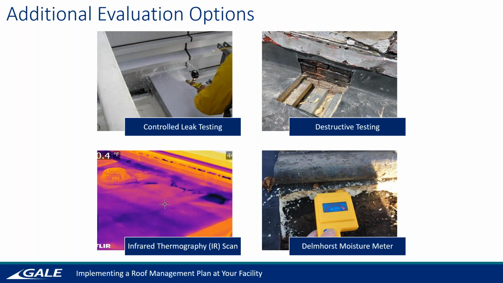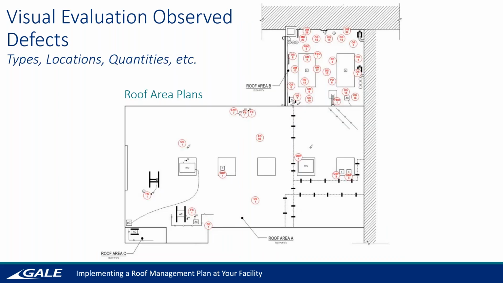Additional evaluation options can be controlled leak testing, just spraying water on it. Destructive testing, you open it up and you look at it. Infrared thermography, this aids in destructive testing. Once you've identified what the thermal image looks like and you want to identify the location of where it's occurring, you open it up and verify the infrared thermal. And then a Delmhorst meter is basically you're checking the resistance and seeing if the material actually has moisture in it. So you're doing this visual evaluation, but you're documenting it as you go.